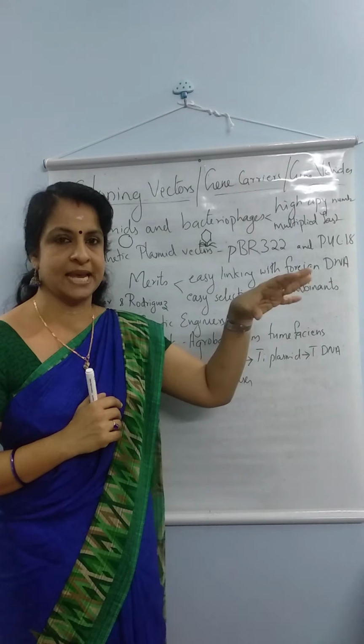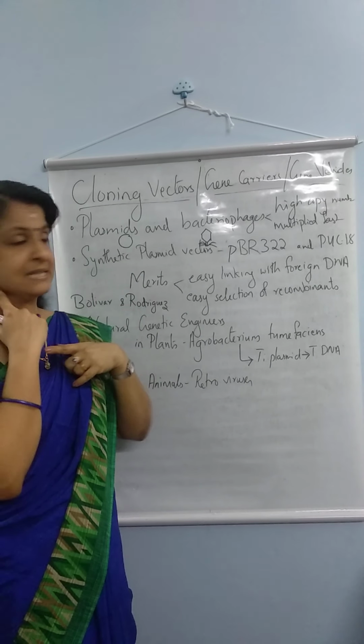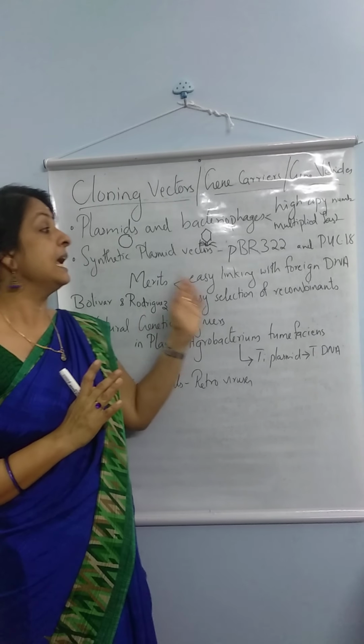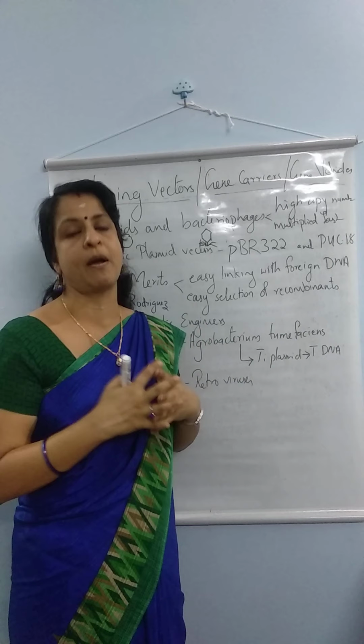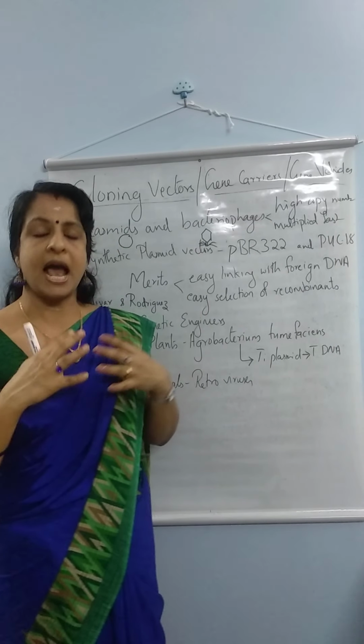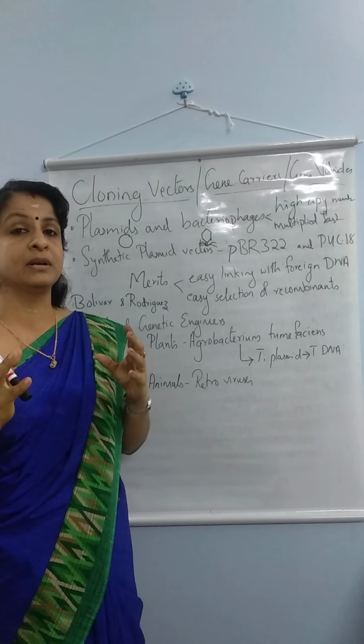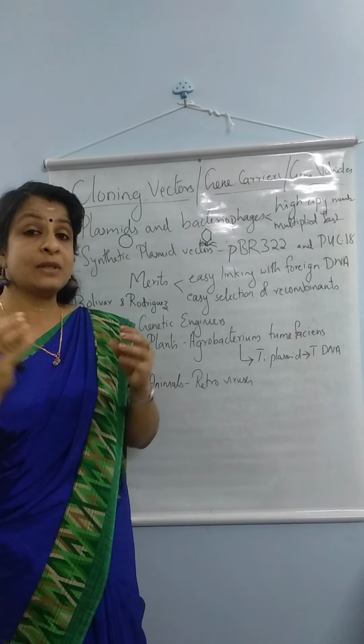Then what is the merit of using this artificial plasmid when compared to natural plasmid? This is a very important question. It has an easy linking property with the foreign DNA. In a natural plasmid, linking or joining foreign DNA is a rather difficult thing. But in an artificial plasmid it can be easily joined. That is the first thing.